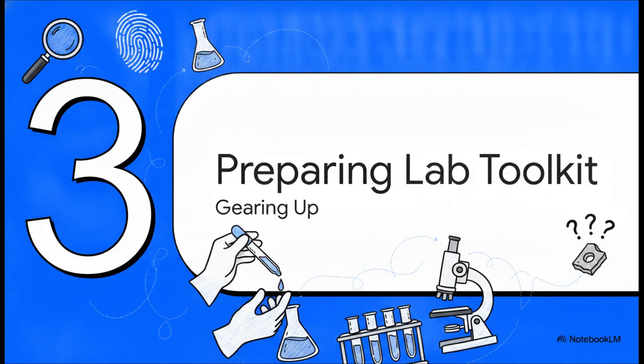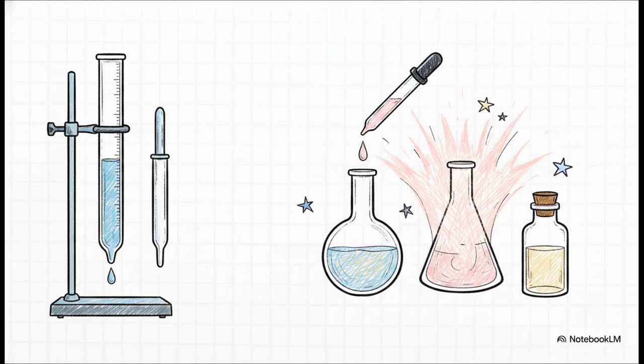Moving on to Section 3. Preparing the lab toolkit. Gearing up. Every good detective needs the right gear. We're arming ourselves with precise measurement tools, like a 50-milliliter burette for dropping liquid with pinpoint accuracy, and a 25-milliliter pipette for exact volume transfers. Alongside the glassware, we've got our key chemical reagents, hydrochloric acid, sodium hydroxide base, and our trusty chemical informant, the phenolphthalein indicator. This stuff is great. It'll magically change color to visually alert us the exact split-second neutralization happens.